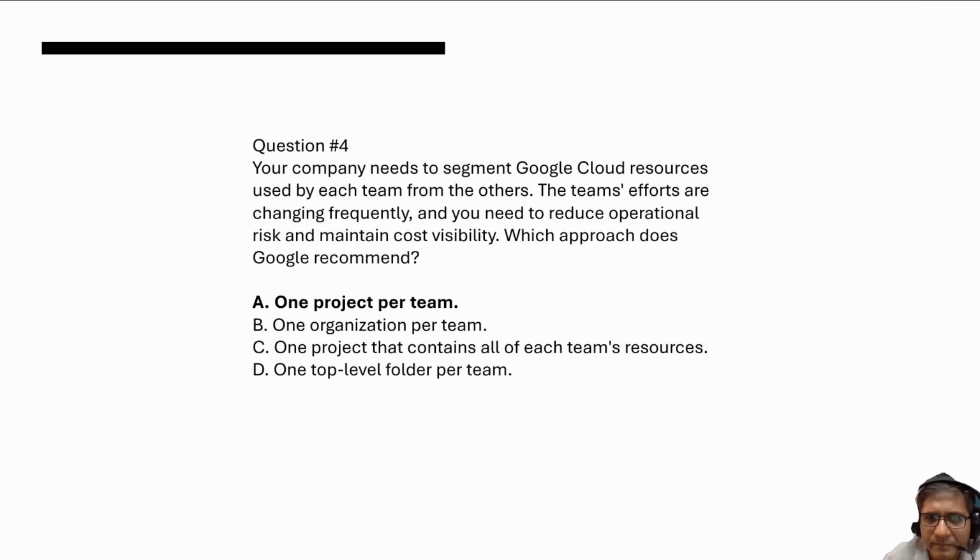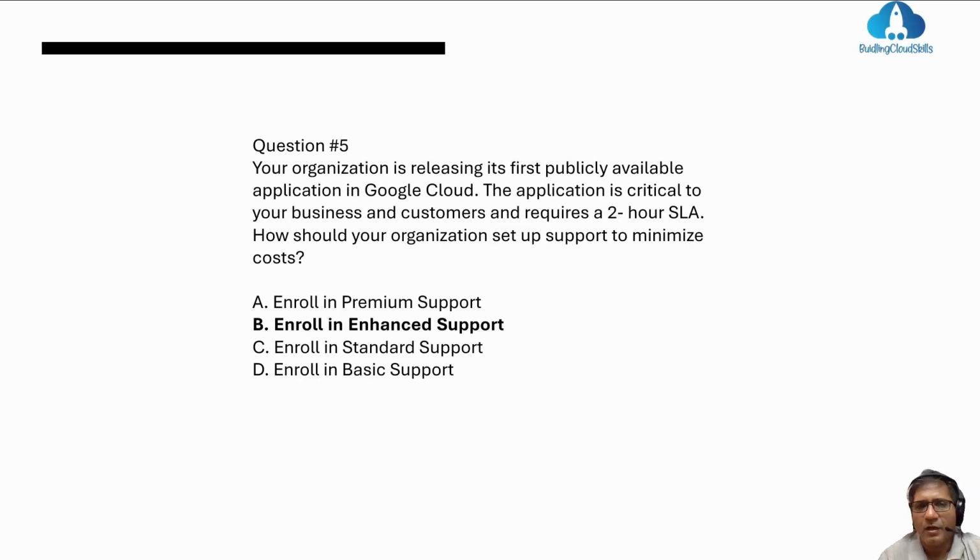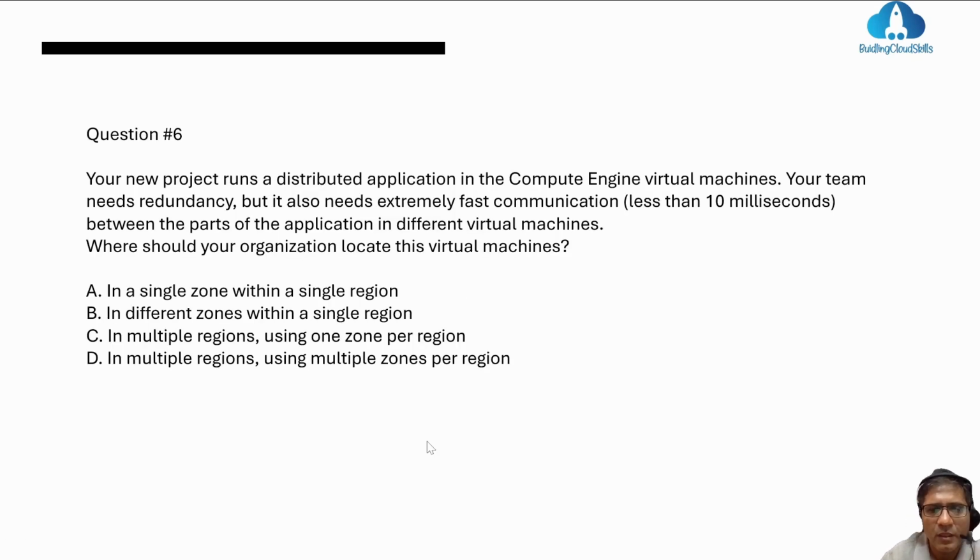All right, so let's move on to the next question. Our new project runs a distributed application in Compute Engine virtual machines. Our team needs redundancy, but also needs extremely fast communication, less than 10 milliseconds between the parts of the application in different virtual machines. Where should your organization locate these virtual machines?